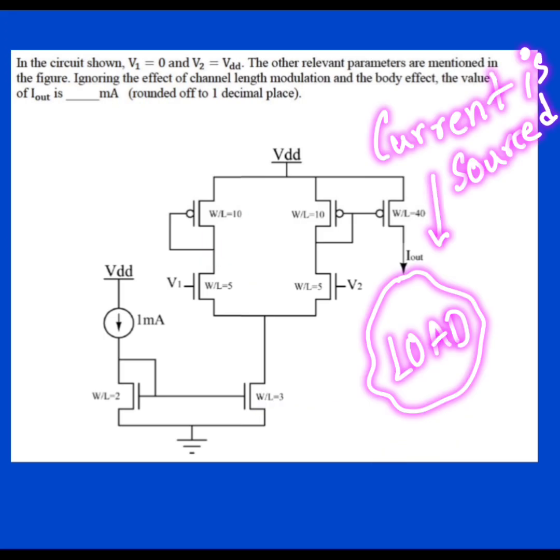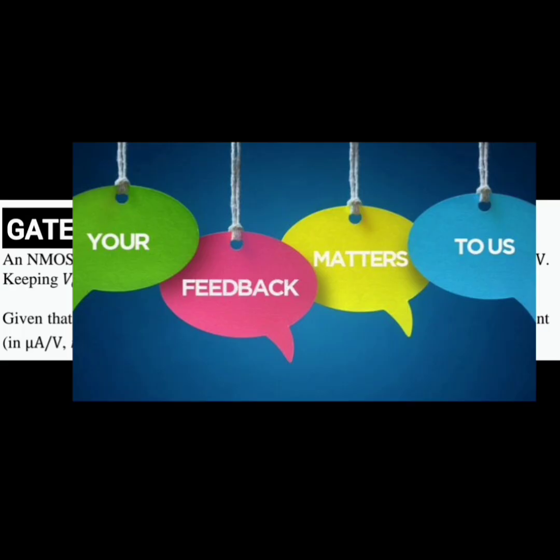Okay, and this output, don't think that this is an open circuit. It is just acting as a current source, and it is delivering current to some load. Don't consider that this is an open circuit. Okay, I hope that the DC biasing conditions and the concept of this current mirroring action is clear to you.